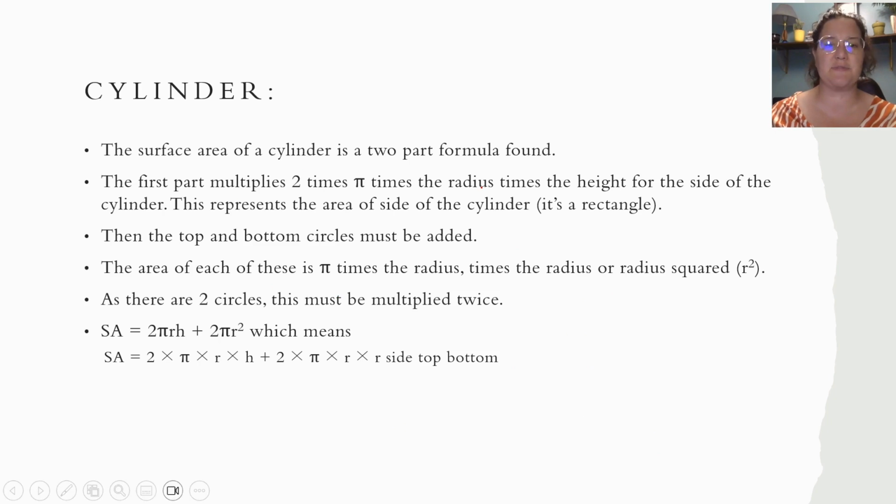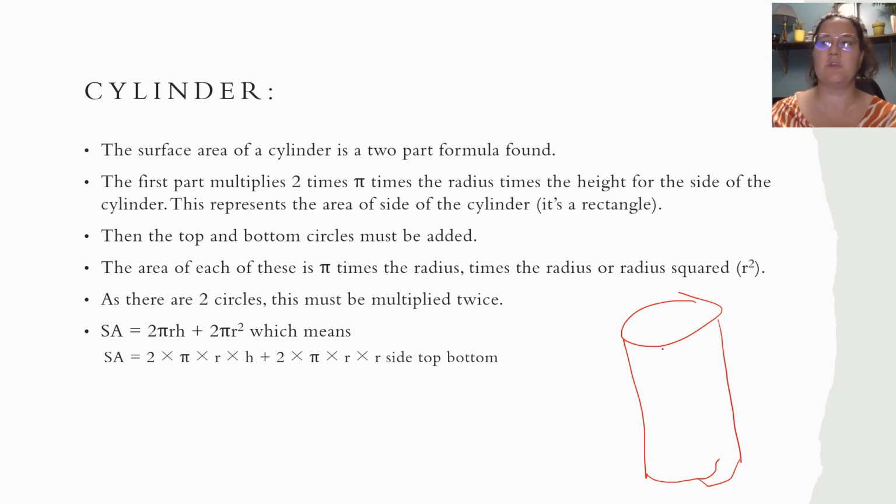Now the surface area of a cylinder is a 2-part formula. I'm just going to quickly draw one for you here. So we have a circle on the top and then a circle on the bottom. So when we make the net, which we'll see on a future slide, of a cylinder, we have a circle followed by a rectangle followed by another circle. So we're going to go 2 times pi times the radius times the height of the side of the cylinder, if it's a rectangle. Then we have to add the top and the bottoms of the circles. So the area of each of these is pi times the radius squared. And there are 2 circles, so we have to multiply this twice.